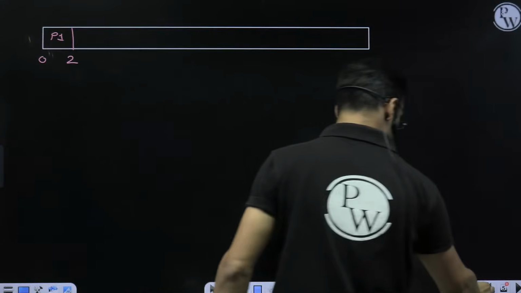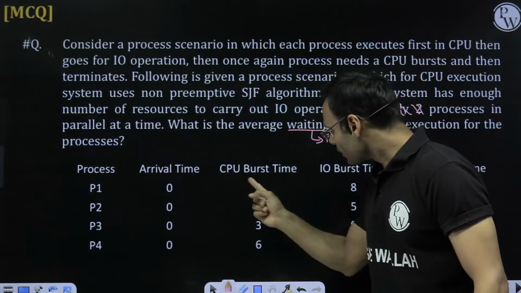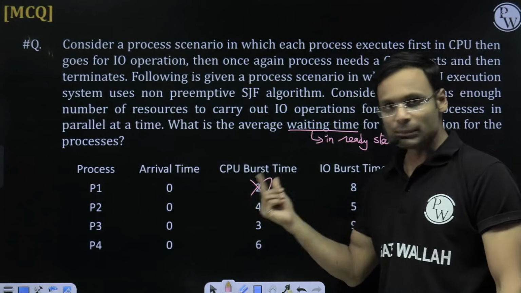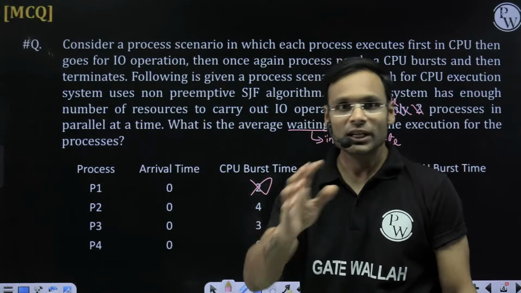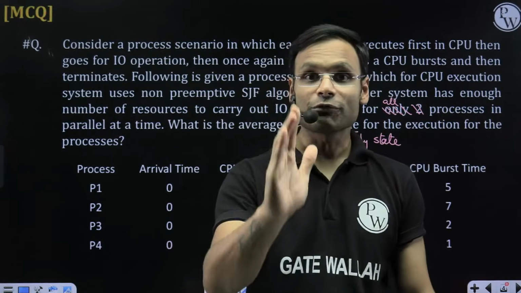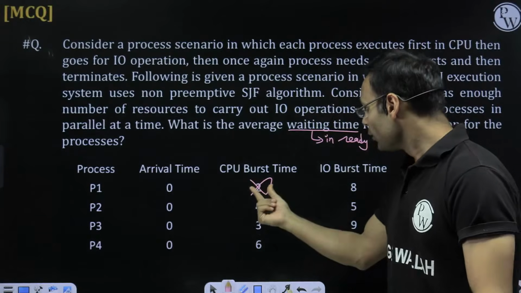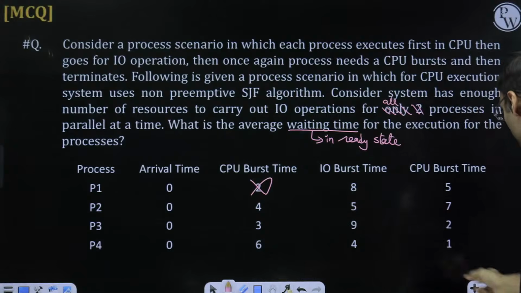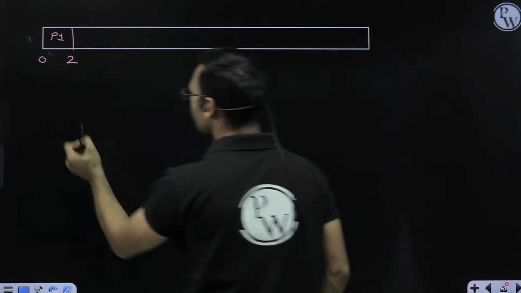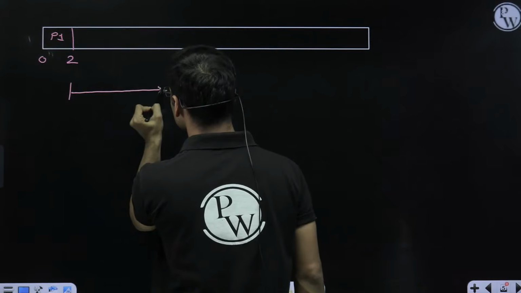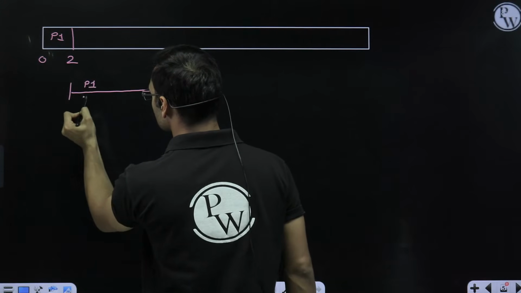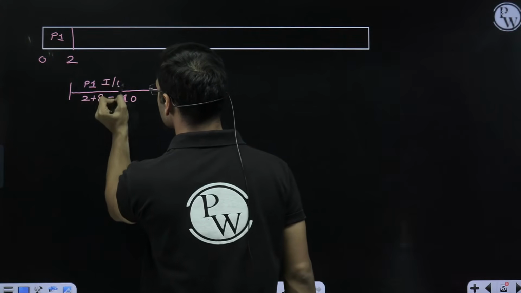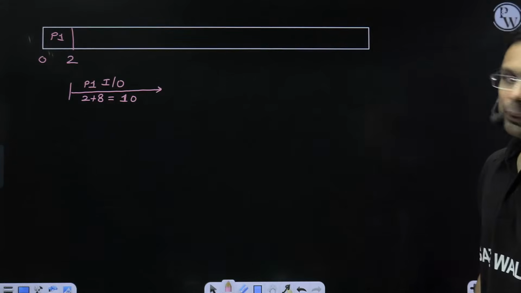Okay, no problem. Now, once P1's first burst is over, because it's a non-preemptive algorithm, the complete CPU burst of P1 will complete. P1 is not terminated. It is not finished. It is not completed. P1 will go for IO operation for 8 time units. 2 plus 8, till 10, P1 will be in IO.